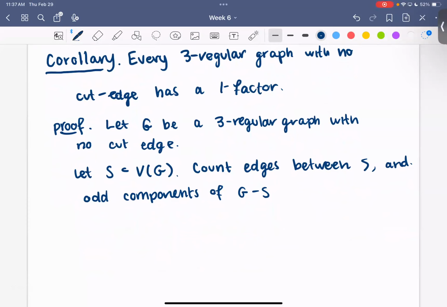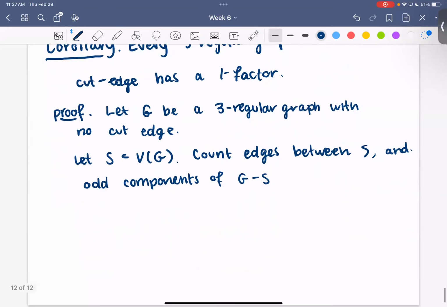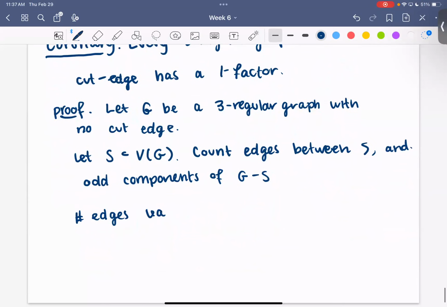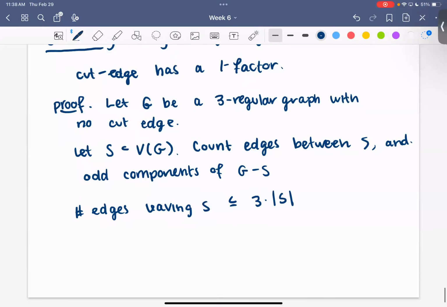Yeah. So since G is 3-regular, every vertex of S is incident to at most 3 edges. So the number of edges leaving S is at most 3 times the size of S.